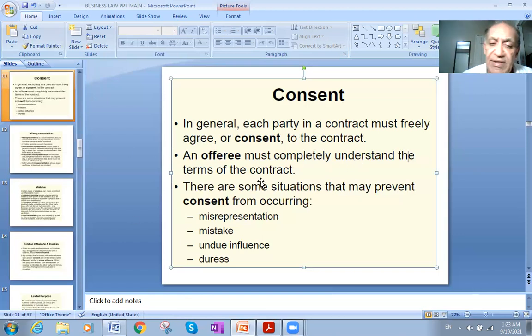An offeree must completely understand the terms of the contract. There are some situations that may prevent consent from occurring, for example misrepresentation. If I didn't understand very well, I need to understand before I give consent. Mistakes, undue influence or duress: all of this will affect the consent, which is a term of the contract, so the contract will be void in that case.